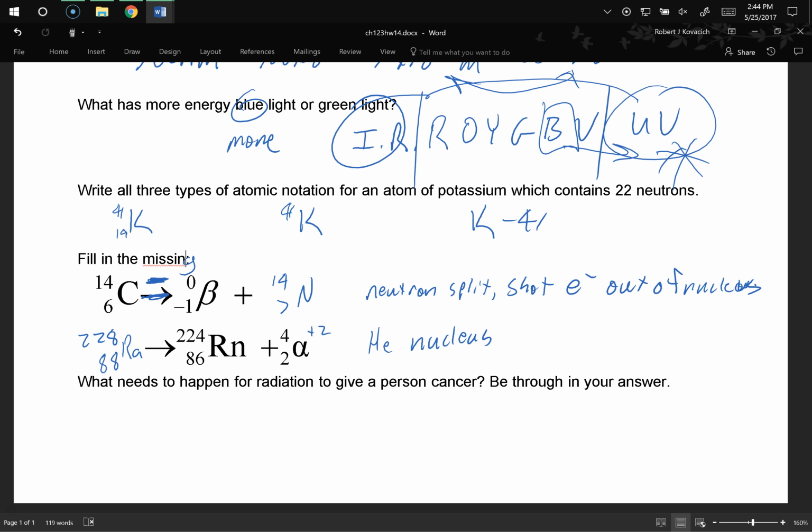One thing I wasn't clear on last time: is it 99% of the time a helium as an alpha particle, or every single time? Every single time. An alpha particle and a helium nucleus are the exact same thing.